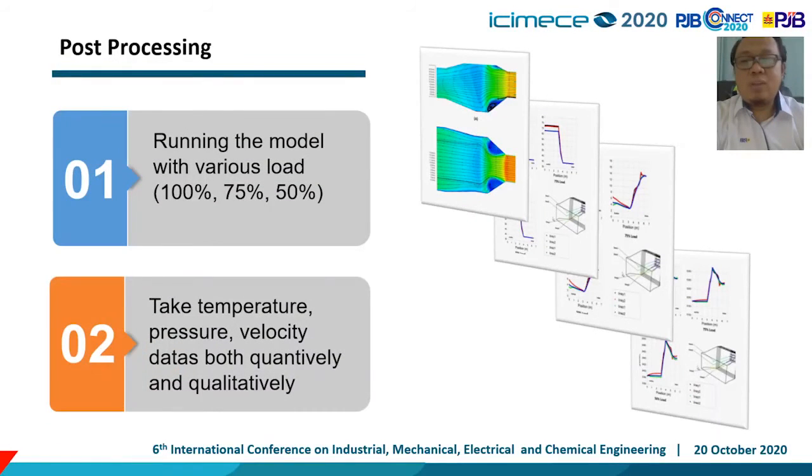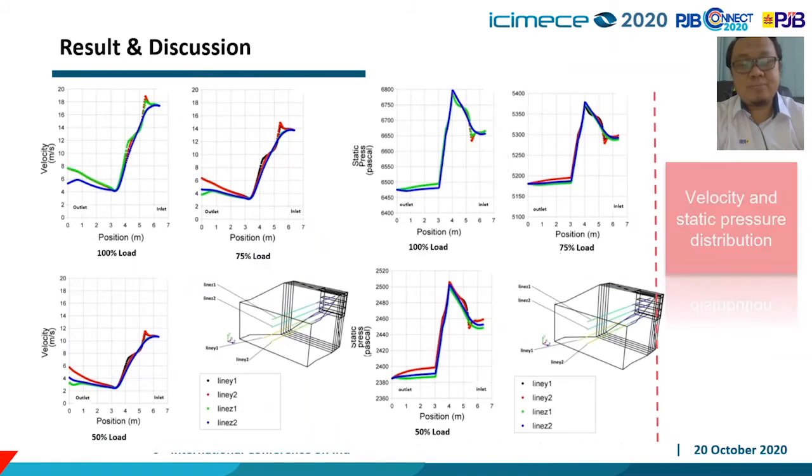And then I ran the model with various loads: 100%, 75%, and 50%, and then took temperature, pressure, and velocity data both quantitatively and qualitatively. And this is the result. The left picture is the velocity distribution, and the right picture is the static pressure distribution. From both pictures, we can see that even though there are different values of velocity and static pressure for 75% and 50% load, they have a similar pattern of velocity and static pressure distribution.